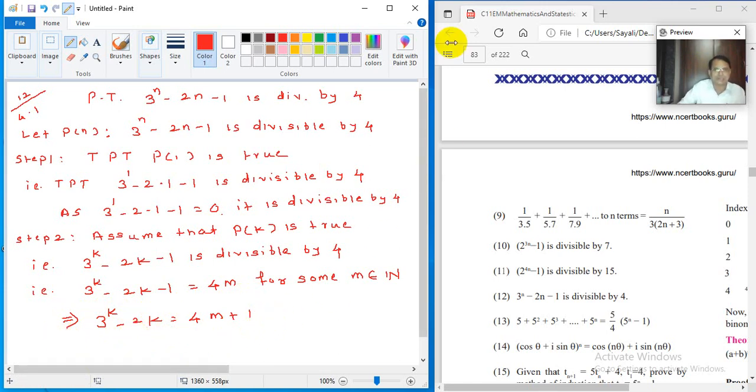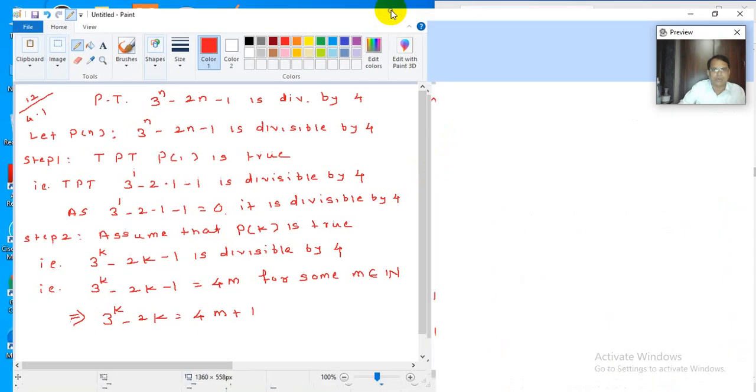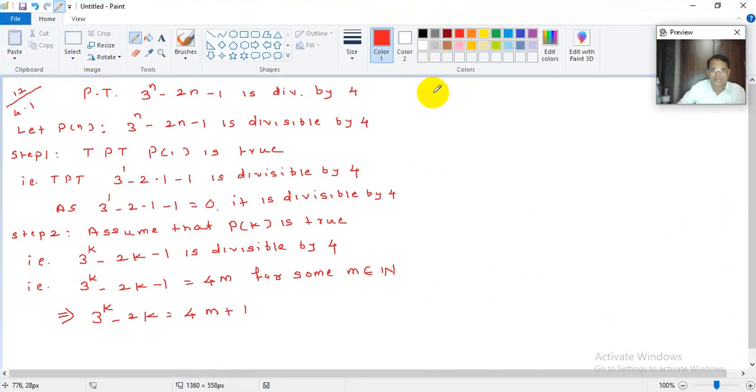This minus 1 we can bring on this side, or also it implies, okay, we will use this, we will see what happens afterwards. Okay, now to prove that, third step, step 3, what is to be proved here?